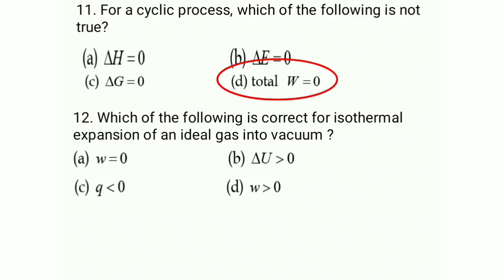Then which of the following is correct for isothermal expansion of an ideal gas into vacuum? Remember, in this particular case they are talking about expansion of the ideal gas into the vacuum. Into the vacuum means there is no work done. So hence W is equal to 0 is the correct answer. Remember, internal energy will be more than 0, Q will be less than 0, W will be more than 0. In this particular case, all those are incorrect. W is equal to 0 is the only one which is correct.